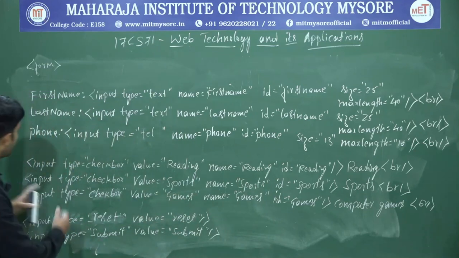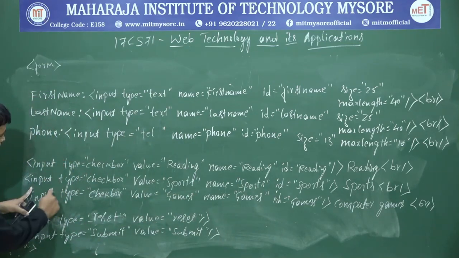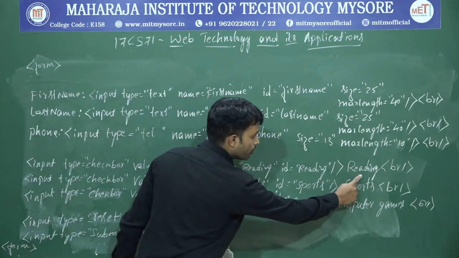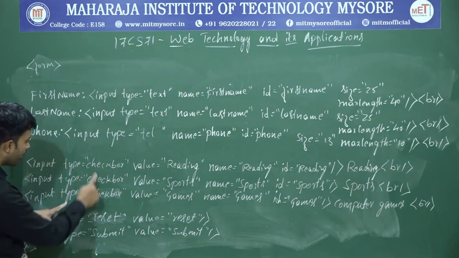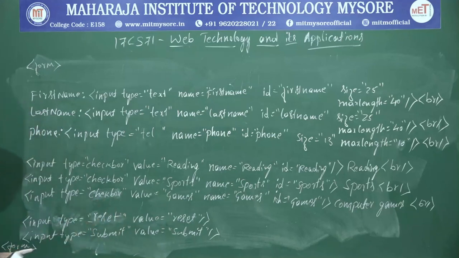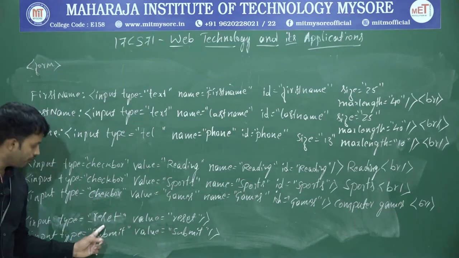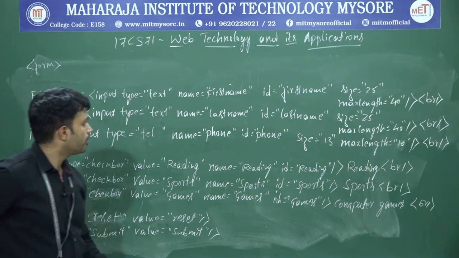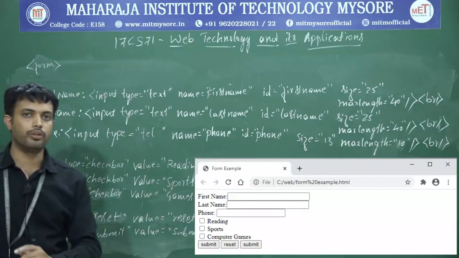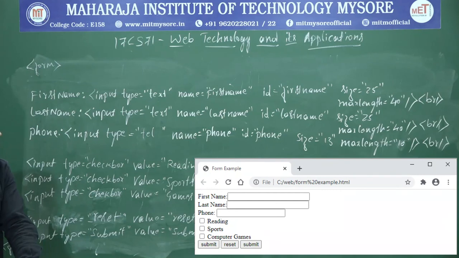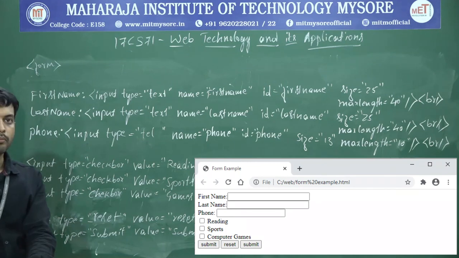Next, likewise, it will be followed by a checkbox. Value equals reading, so reading is the option for that checkbox. Again, there are 3 checkboxes: reading, sports, computer games. They are followed by 2 buttons, one is the reset button and the next one is the submit button. Now if I run this program, you can notice the output. Here we don't have any borders. There are 3 text boxes, and again 3 checkboxes followed by 2 buttons.